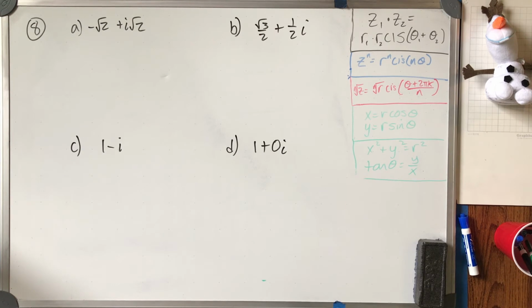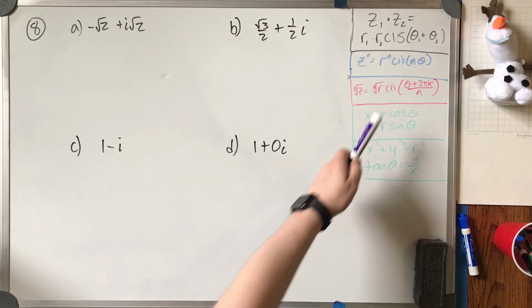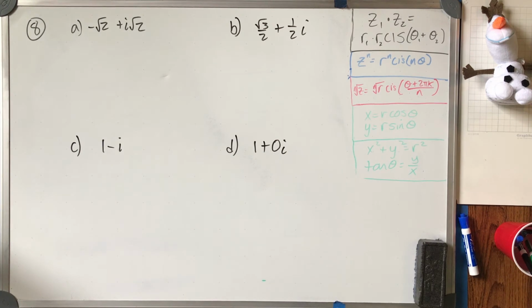For 8, we're trying to write the complex numbers, a plus bi, in trig form. So that's r cosine theta plus ri sine theta, which we often abbreviate with the KISS notation I have up there. And what this is essentially asking us is the same thing as switching from rectangular to polar.